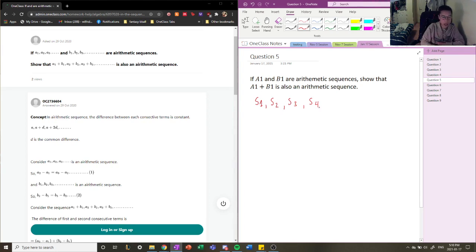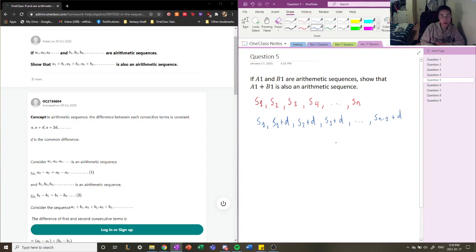So if we had our arithmetic sequence S1, S2, S3, S4, dot, dot, dot, Sn, then we have S1, then S1 plus common difference D is S2, S2 plus common difference D is equal to S3, and so on and so forth. So the nth term in the arithmetic sequence is going to be S(n-1) plus D.